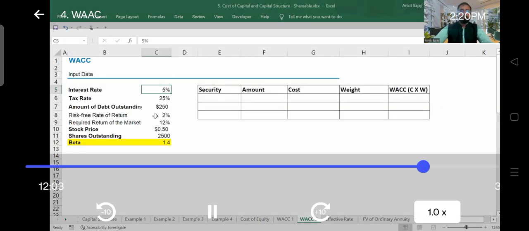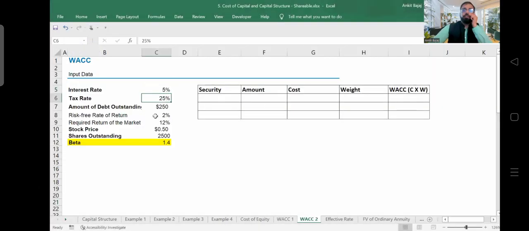Interest rate is 5%. Tax rate is given as 25%. Then risk-free rate of return is 2%. Required rate of return is 12%. Stock price is $0.5, and shares outstanding is given here as 2,500. Now, if I write down that the company has issued equity and the company has issued debt, what is the total amount of debt? Total amount of debt is $250.